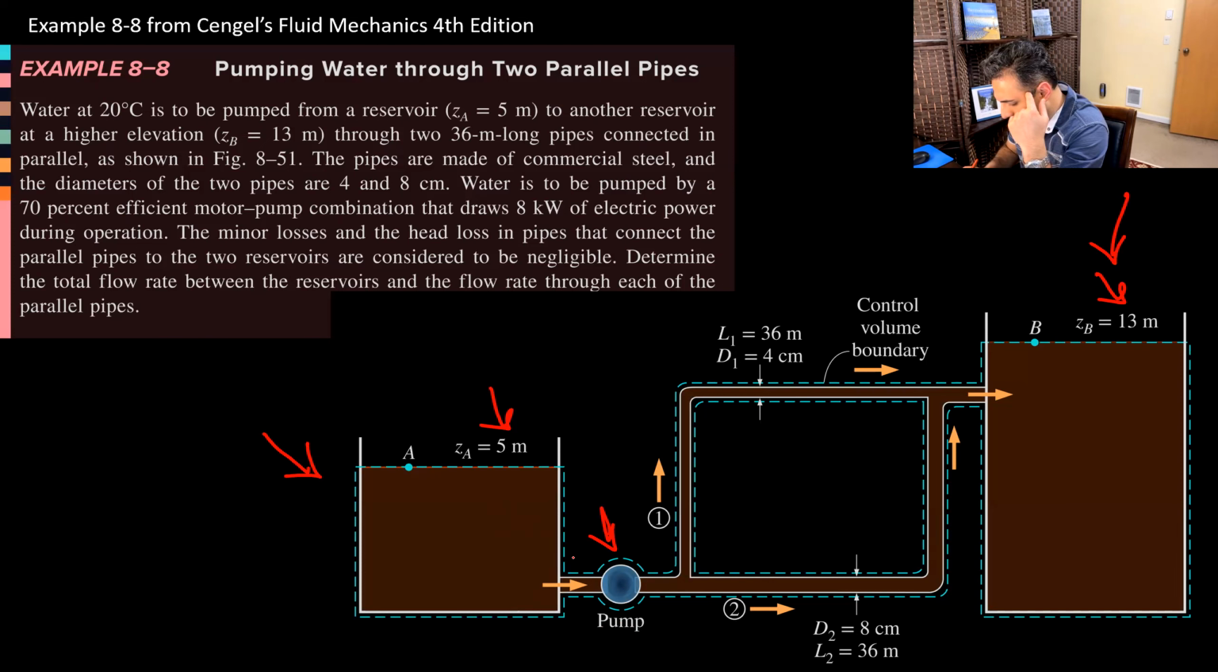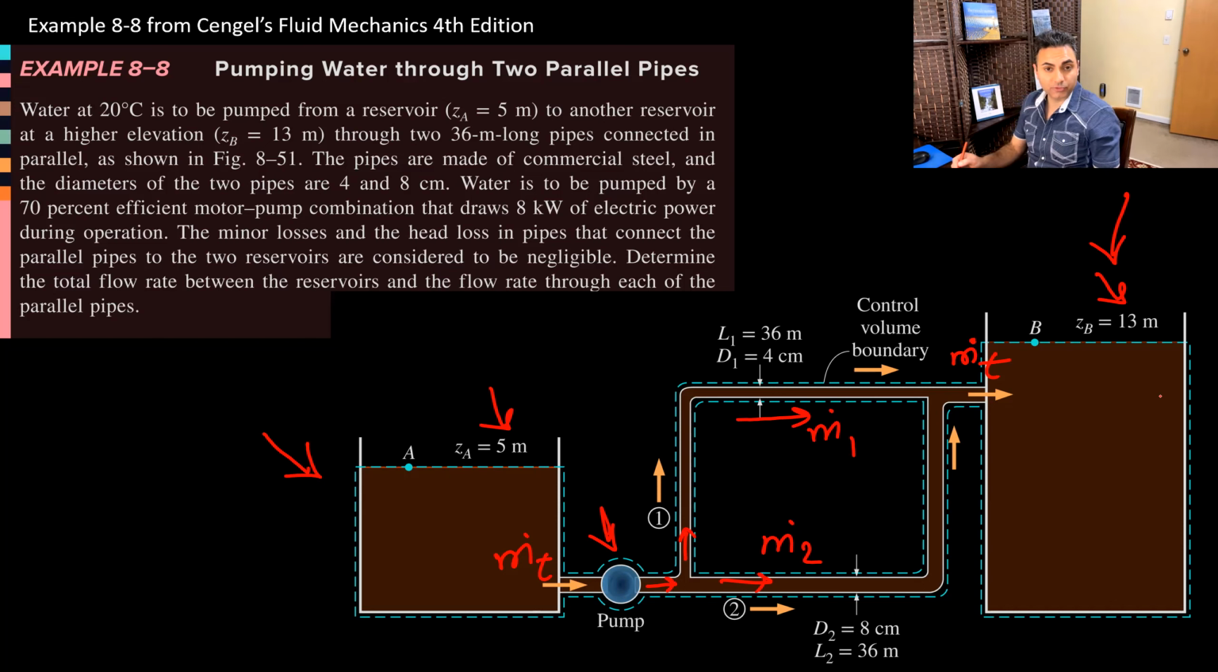The total mass flow rate, if you want to call it mass flow rate total, goes through the pipe right before the pump. And then here we have two branches. It goes to branch 1 and goes to branch 2. So in branch 1, we have m.1, and in branch 2, we have m.2. And eventually, they become the total mass flow rate again, whatever it was at the beginning, and goes to the second reservoir. That's the idea.